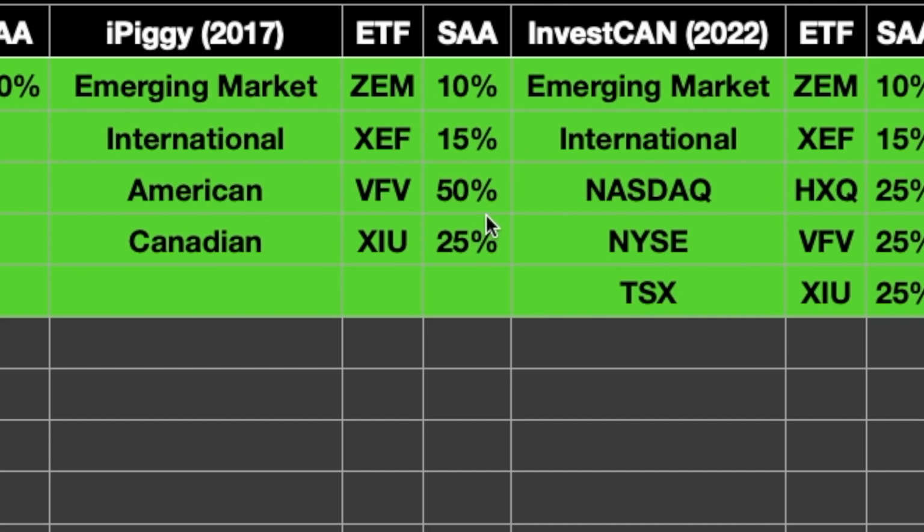So when you split your money around like a mutual fund, you're going to build a portfolio maybe 10% ZEM, 15% XEF, 50% VFV, and 25% XIU. Basically, this is just matching an ETF to the asset class.